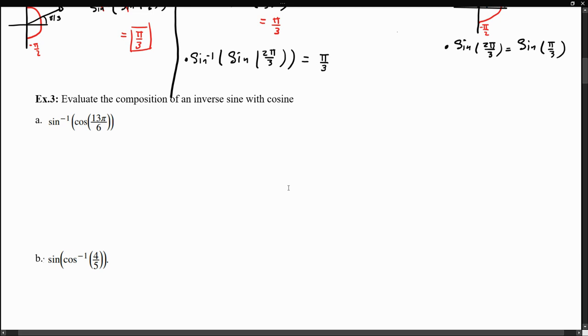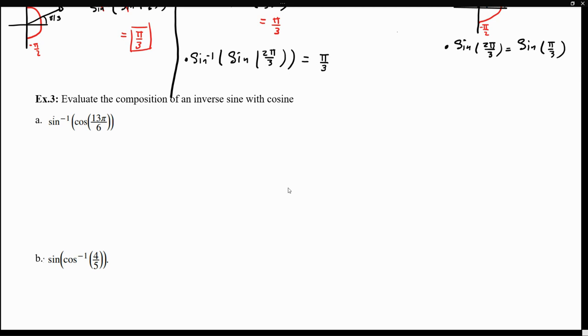Okay, first things first, can I apply the cancellation laws? No, you can't, because we have different functions. So the cancellation law is not applicable. So what can we do? Well, first, is 13 pi over 6 in my restricted domain? And remember that for cosine, oh no, hold on. We can just evaluate this as it is. We don't have to really look too much at the restrictions yet.